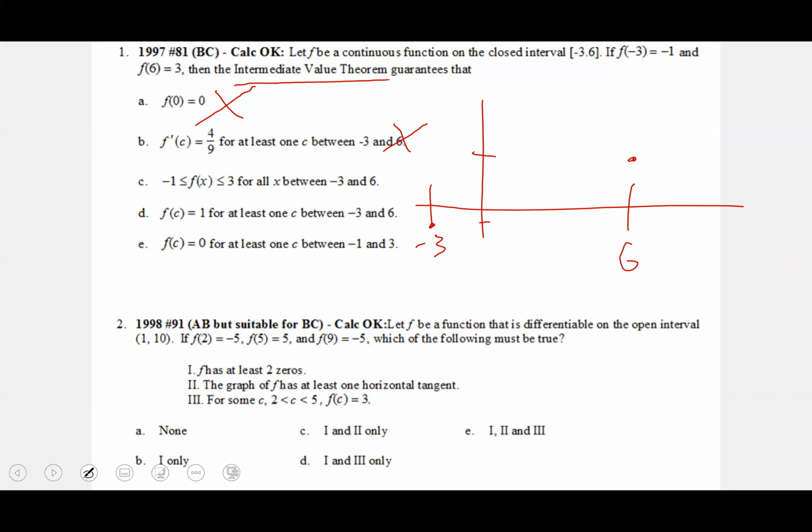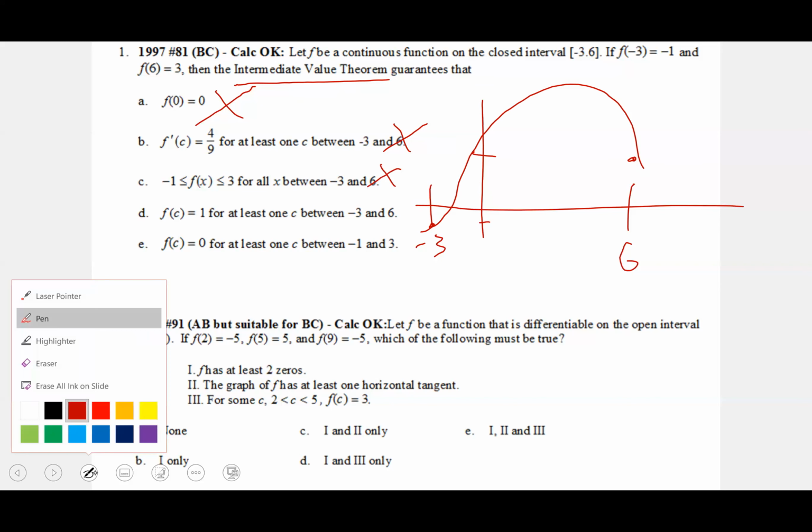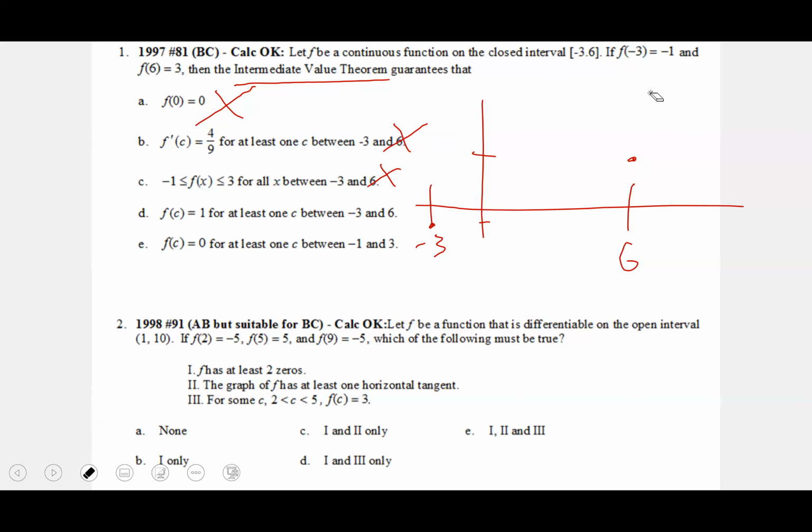What about C? Maybe. It does not necessarily have to be true because it's possible for us to go above 3 or below -1 and still connect the dots. Yeah. Okay, excellent. What about D?